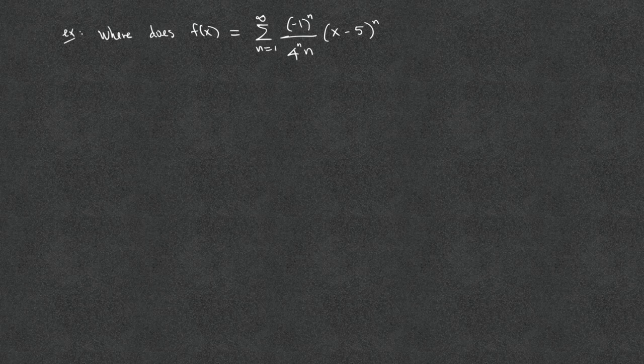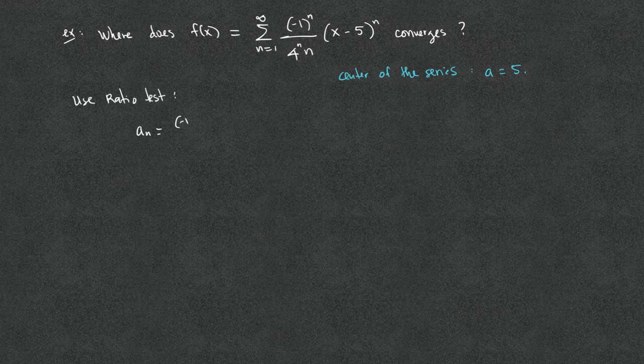where f of x equals the series (-1)^n over 4^n times (x minus 5)^n. Notice that the center of the series is a equals 5. We're going to use the ratio test.